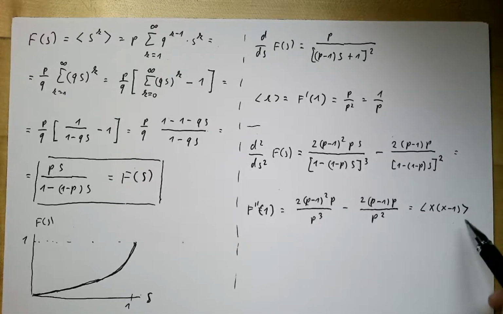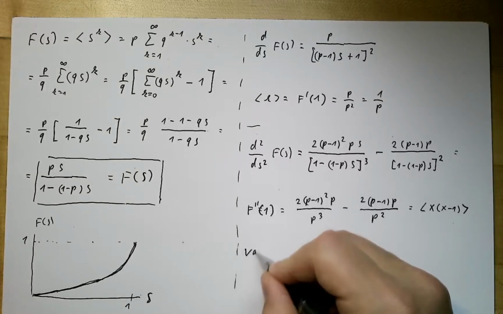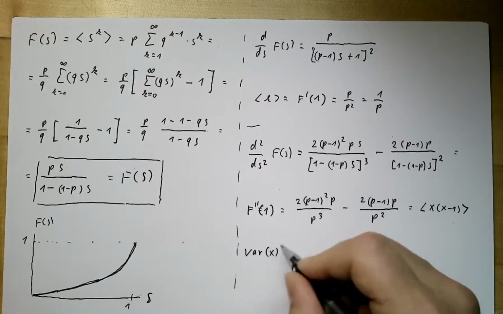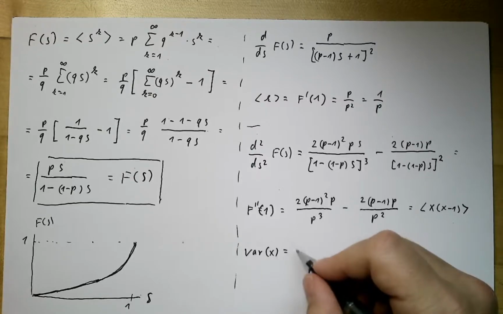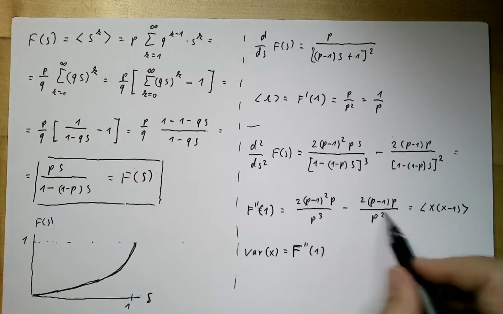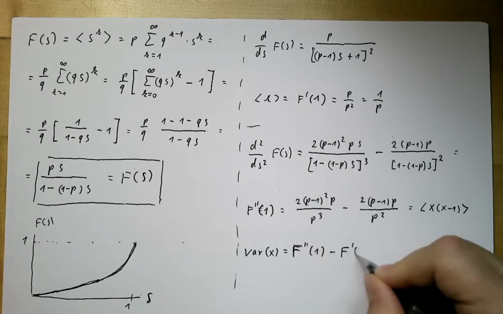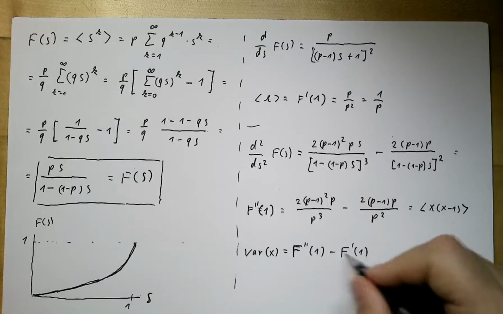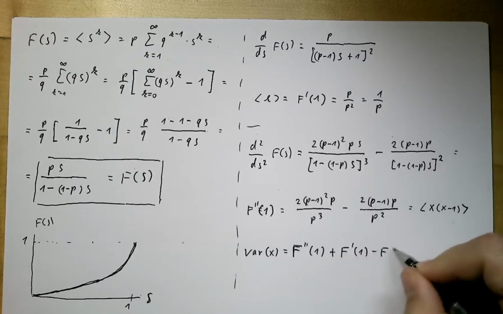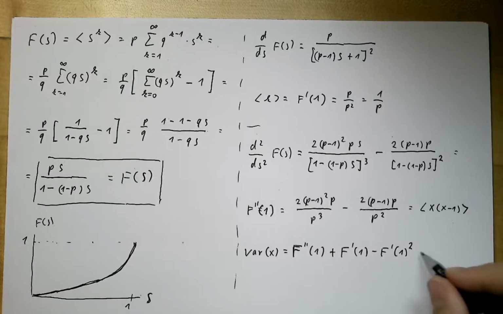But actually we would rather like to have the variance. So what is the variance of x? That was the formula I gave you: the second derivative at position 1, so this here, plus the first derivative, and then minus the first derivative at 1 squared.